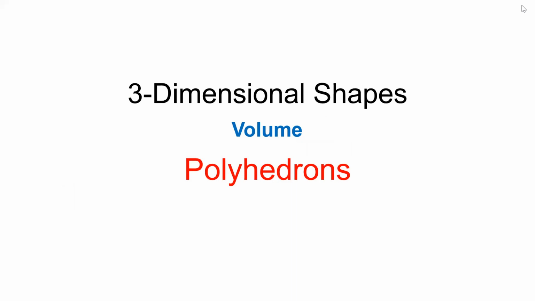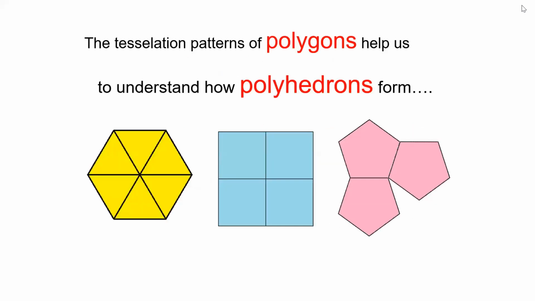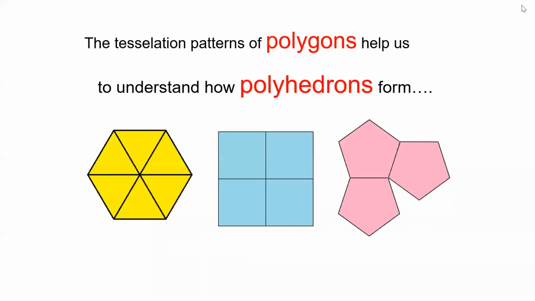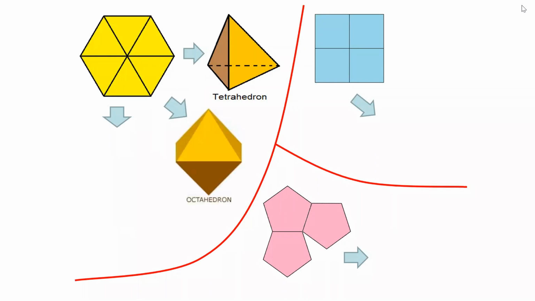And lastly, we're just going to look at, can we tessellate with 3-dimensional shapes? Now, the only 5 completely regular solids or polyhedrons are the tetrahedron with 4 triangular faces, the cube with 6 square faces, the octahedron with 8 triangular faces, the dodecahedron with 12 pentagonal faces, and the icosahedron meaning 20 triangle faces. So these platonic solids are actually generated by folding, tessellating triangles, squares, or pentagons into the third dimension.